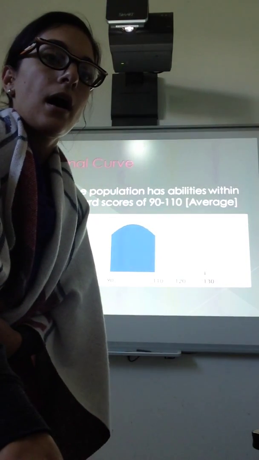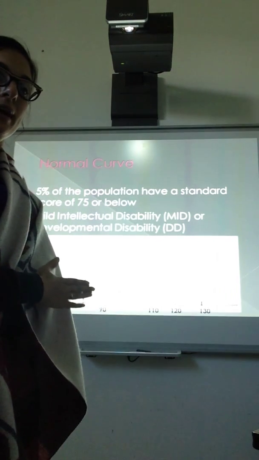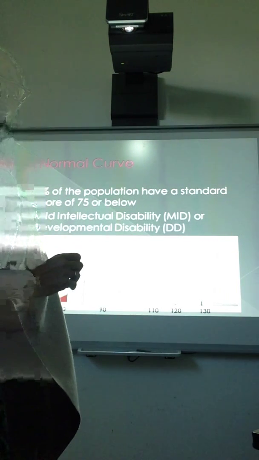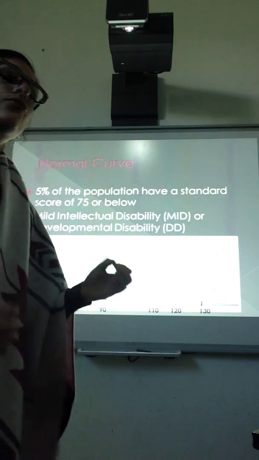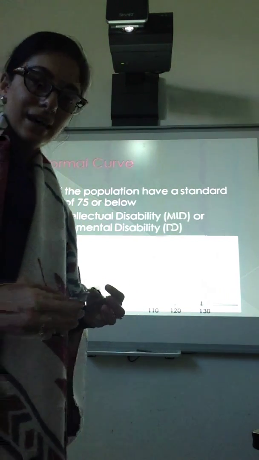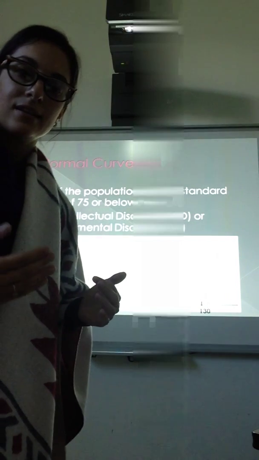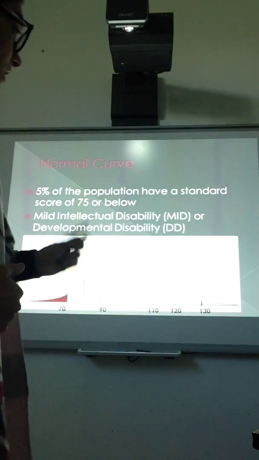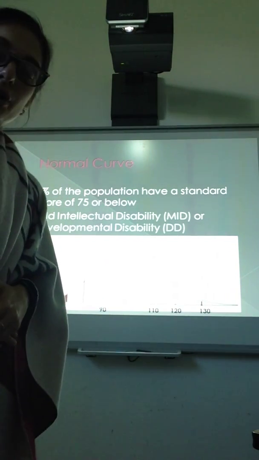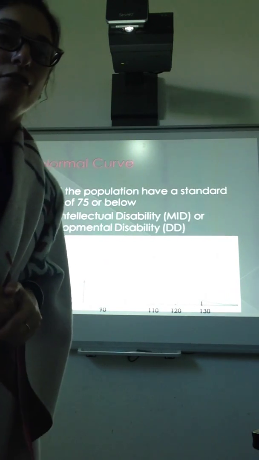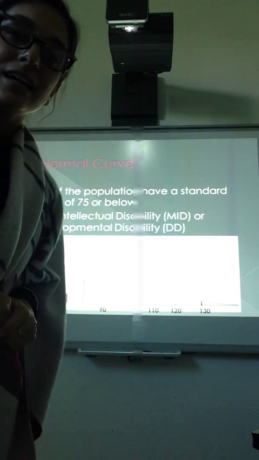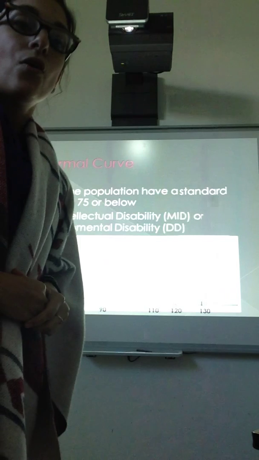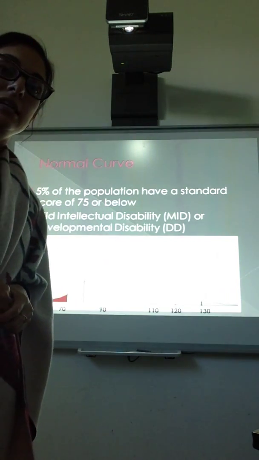Okay, moving on to the other end of the curve, 5% have a standard score of 75 or below. If we're directly relating that to intellect, the way you think and reason and that sort of thing, if you have a standard score of 75 or below, you could be eligible to meet criteria for identification of mild intellectual disability, MID, or developmental disability, DD.